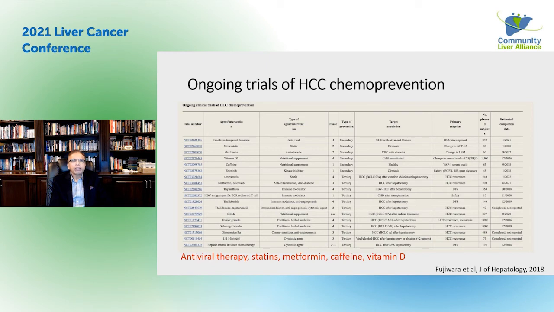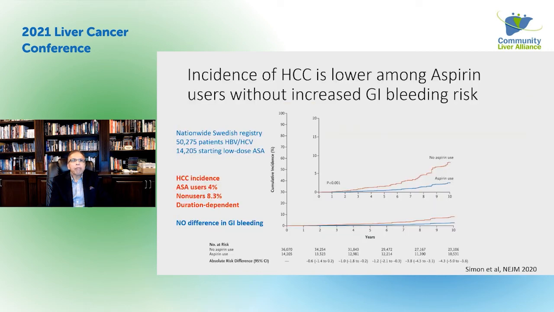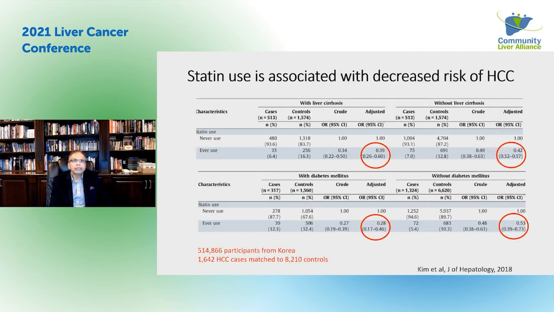So there are multiple ongoing trials of HCC chemoprevention with a number of agents, including statins, vitamin D, herbal medications. Next slide. And this is a study from a Swedish registry looking at 50,000 patients with hepatitis B and HCV. Patients who used aspirin, low dose, were at a lower risk for HCC. Next slide.